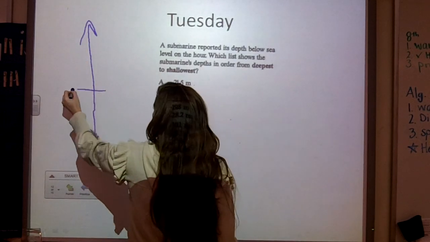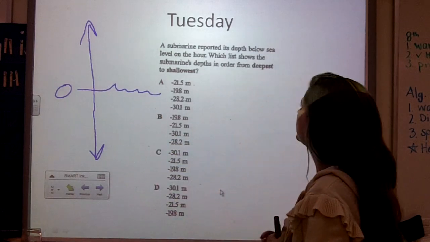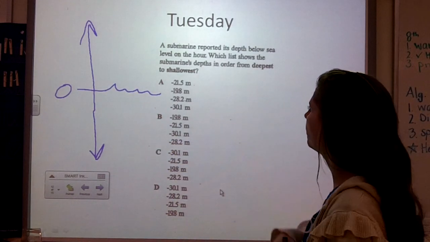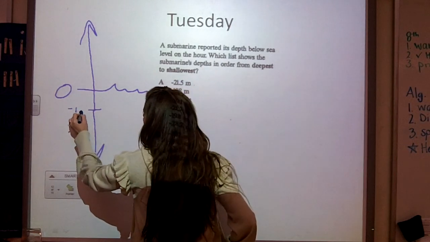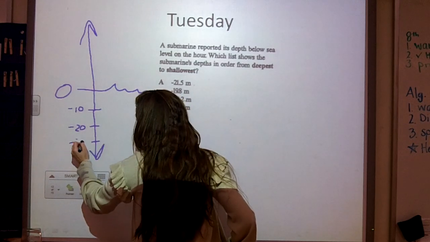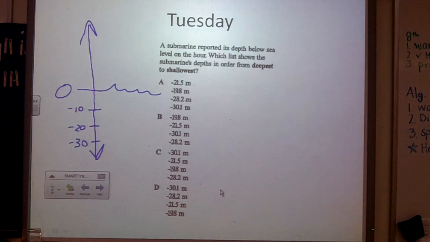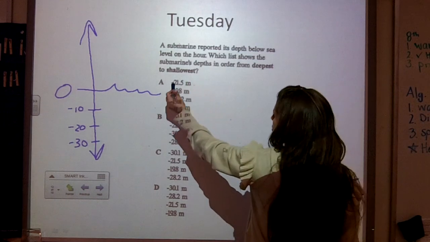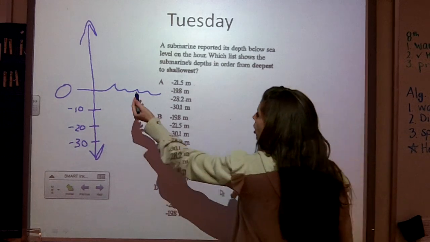Okay, here is 0. This is what we consider sea level. So below sea level would be our negative numbers. And remember that as you go down, the numbers get greater, like such. So we want to go from deepest to shallowest. In this case, we need to take these 4 numbers right here and order them on our number line.